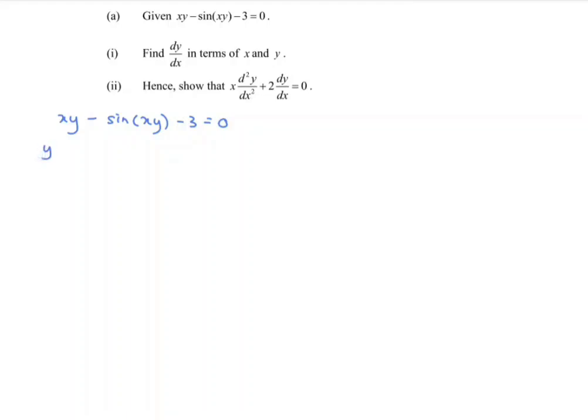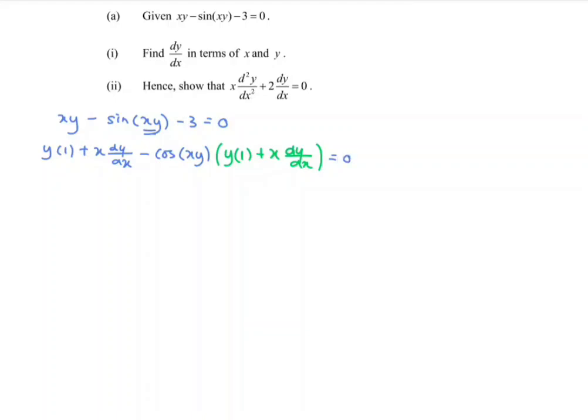We have y, differentiate the x, and we have 1, plus x, differentiate the y with respect to x, so we have dy/dx. Then we have negative, differentiate the sine, and we will have cos(xy). Focus on the internal function. Again, product rule. So here we will have y, differentiate the x, and we will have 1, plus x, differentiate the y, and we will have dy/dx. Continue, differentiate the negative 3, and we will have 0.